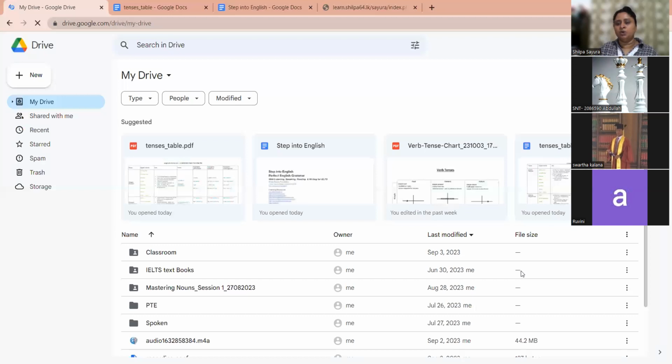The short form is don't. D-O-N apostrophe T. If you just squash it, that means if you just shorten it, it becomes don't. If not, do not. Right? Example, I don't sing.